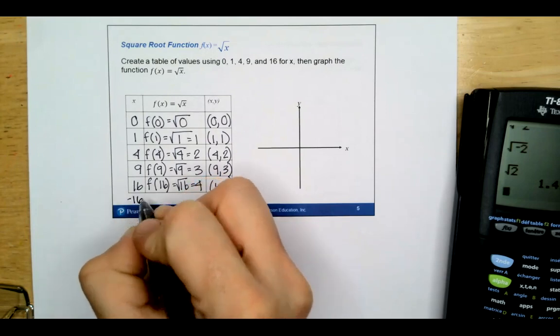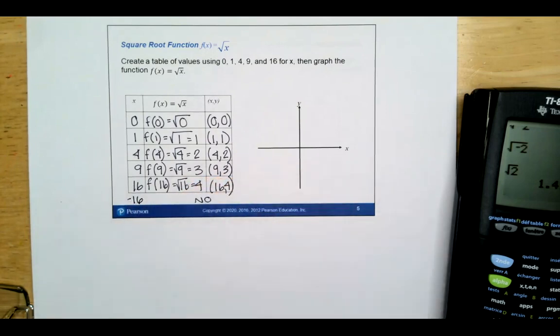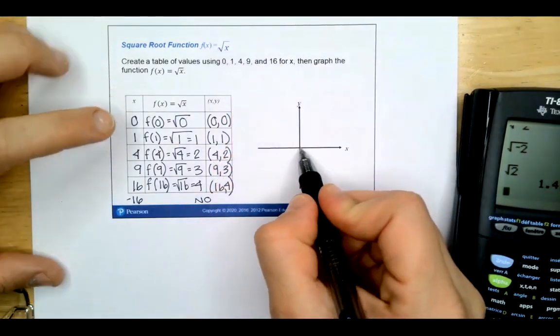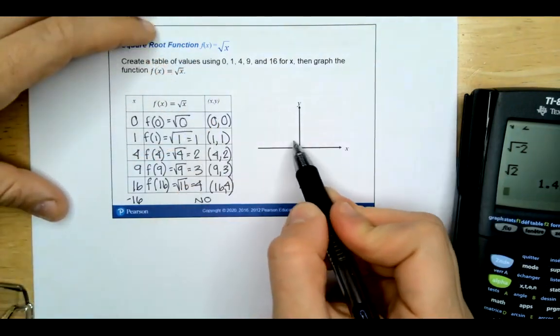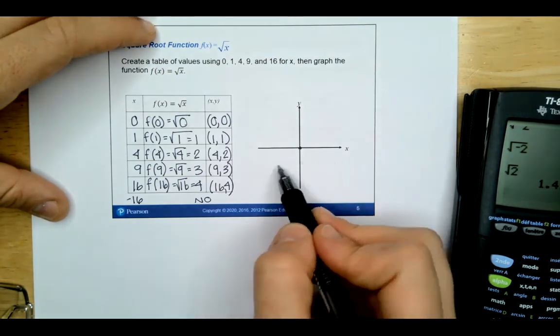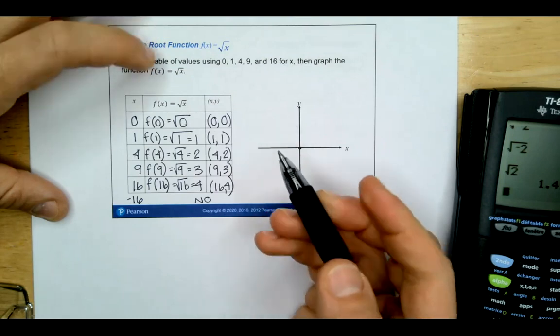The square root of -16 is not graphable. So the square root function does not exist below 0. You cannot put a negative number here, so there's not going to be a graph over here, here, or here. It can't be below the x-axis, and you're not going to square a number and get a negative on the y-axis.